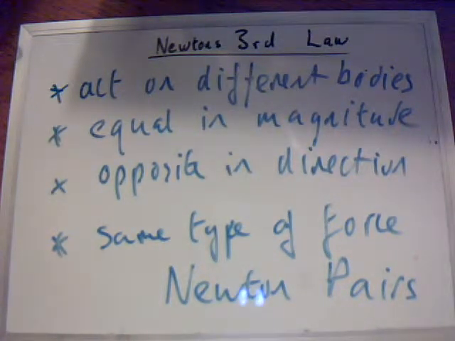So acting on different bodies, and we've established that. So the man pushing the wardrobe, the force of the wardrobe pushes on the man, and the force of the man pushes on the wardrobe. So they're not balanced. They're equal in magnitude. Yes, they're both 50 newtons. They're opposite in direction. Correct. And finally, the same type of force.